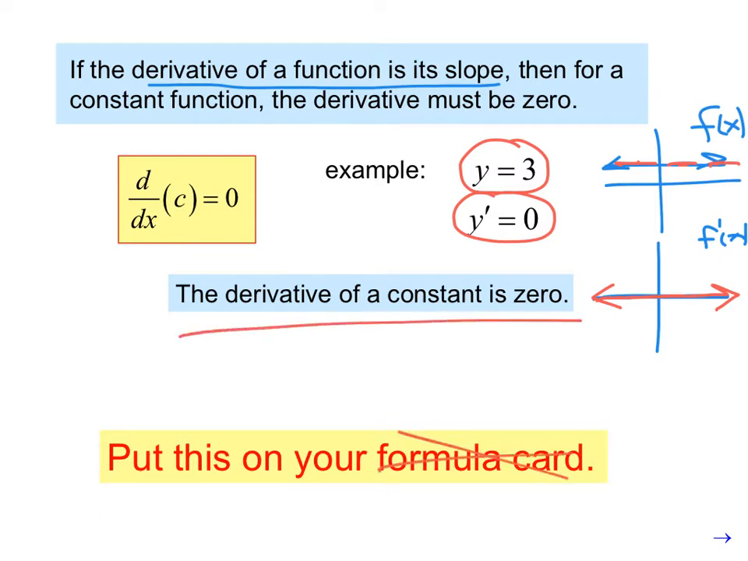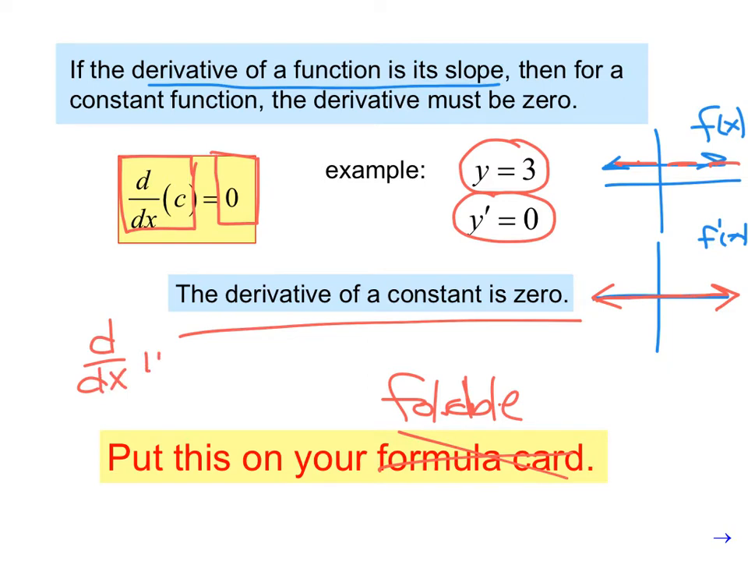So on your foldable, not your formula card, what I want on the outside of the foldable is d dx of a constant, and then inside the foldable is that it's 0. So the derivative of any constant, and I could ask, what's the derivative of pi? Well, the function pi would just be a flat line at 3.14. It's going to be 0. So the derivative of a constant is 0.